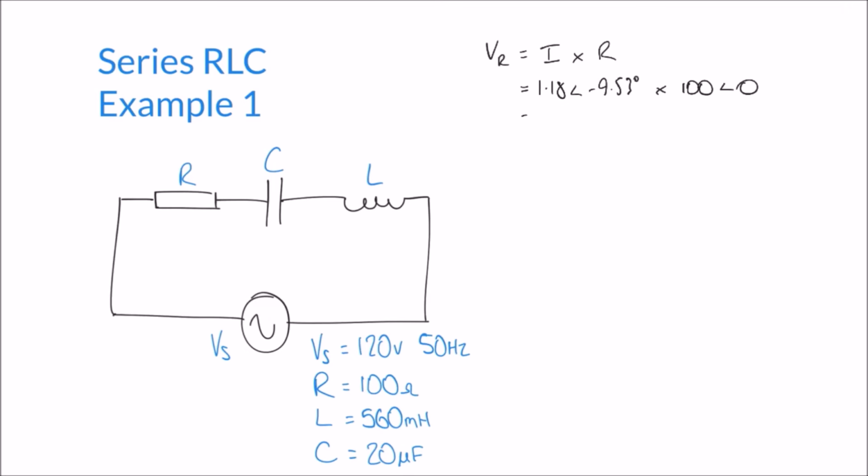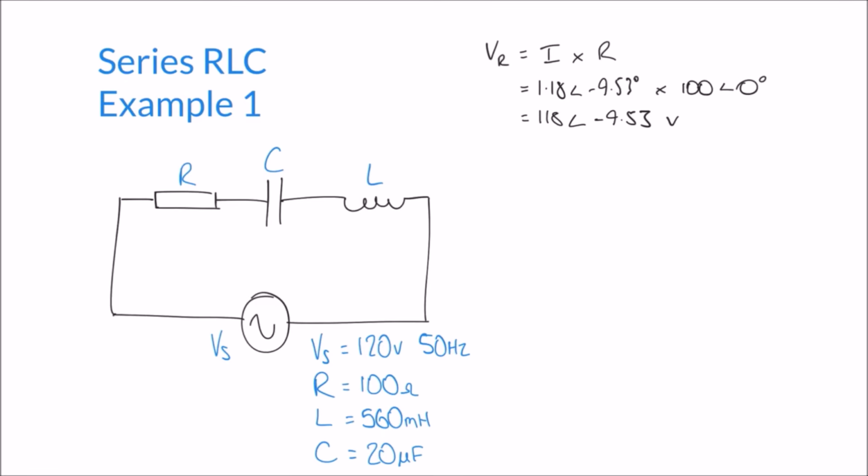Multiplying those two terms together, we can say that we have an answer of 1.18 multiplied by 100 at an angle of minus 9.53 plus 0. We multiply the numbers themselves and we add the angles when we're multiplying in polar form. And so we get a result of 118 at an angle of, again, minus 9.53. And that's a voltage, so volts.